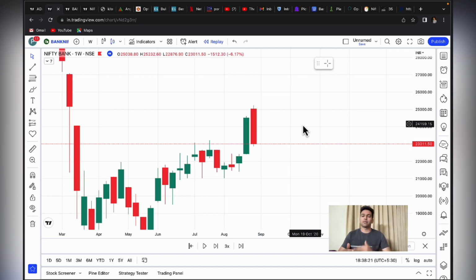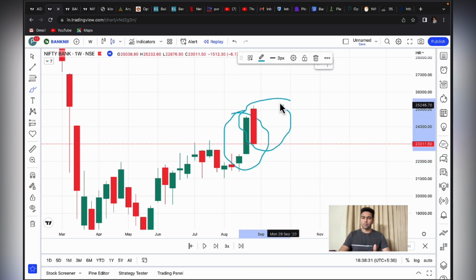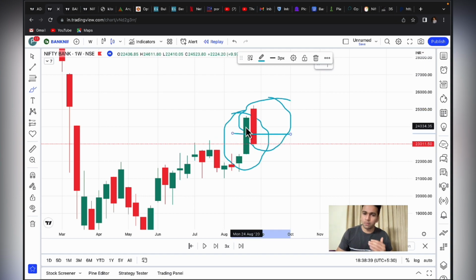The psychology again behind it is very simple. There was a pretty solid bullish run which is followed by the bears who tried to push the price lower and successfully close the price below the median of the bullish candle.